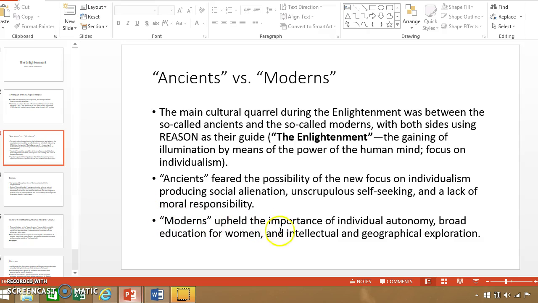The moderns, on the other hand, were all about the revolution for change. Viva la revolution, so to speak. Moderns upheld the importance of individual autonomy, broad education for women, and intellectual and geographical exploration. Now, just in case, here's an example of how you don't want to identify moderns necessarily with the stereotypical view of liberalism today, because the moderns' pursuits had negative effects as well. Both the ancients and the moderns had positive and negative effects in their beliefs. For instance, that geographical exploration based upon intellectual curiosity.